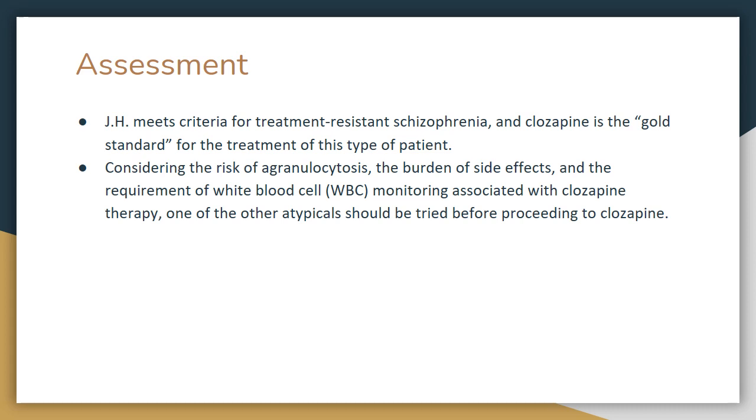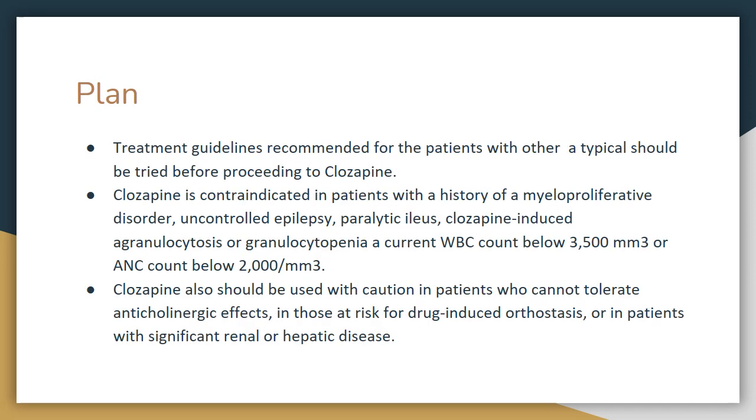By considering the following symptoms through this case, we assess that JH meets the criteria for treatment-resistant schizophrenia, and clozapine is the gold standard for the treatment of this type of patient. Considering the risk of agranulocytosis, the side effects, and the requirement of WBC monitoring associated with clozapine therapy, one of the other atypicals should also be tried before proceeding to clozapine. Plan: treatment guidelines recommend that other atypicals should be tried before proceeding to clozapine.